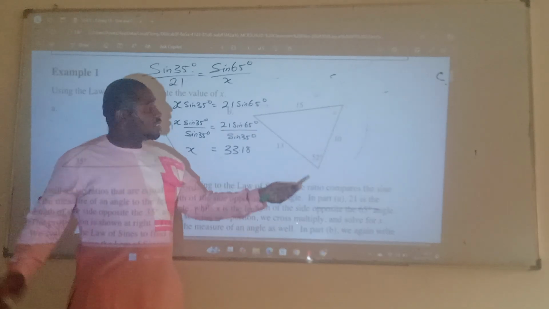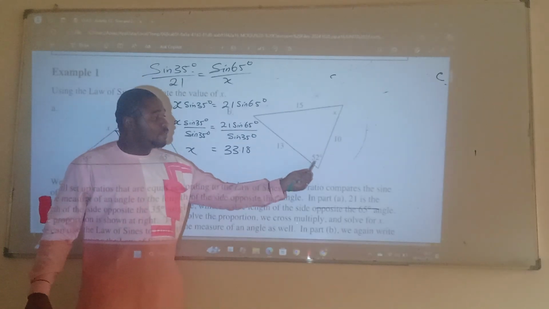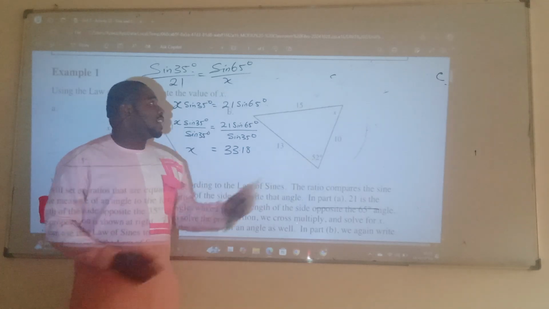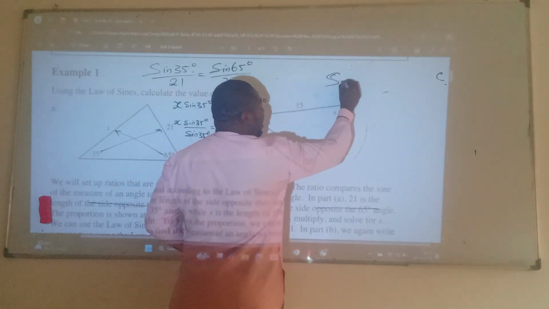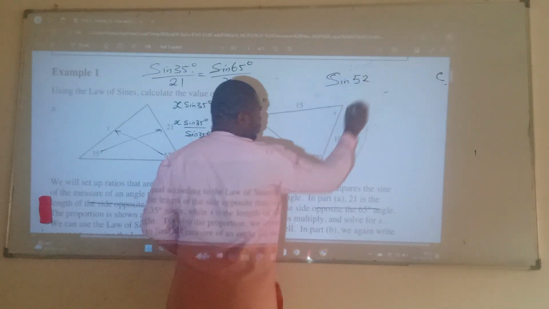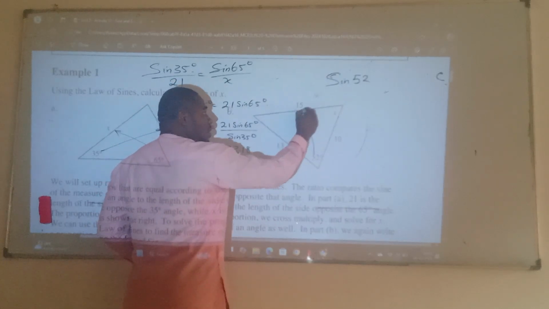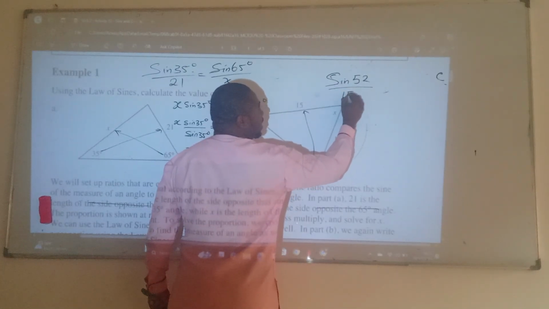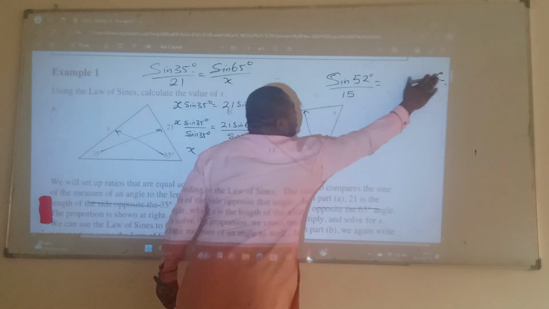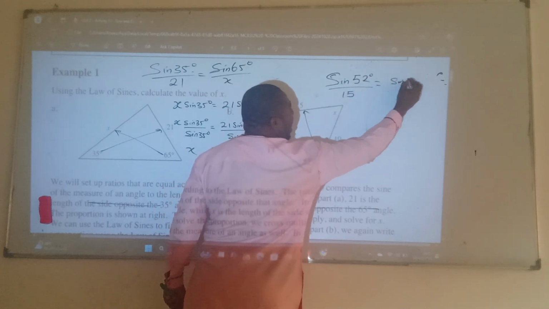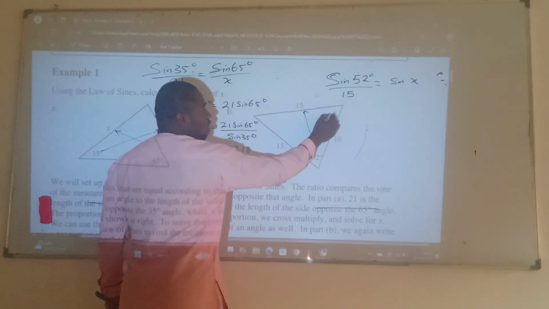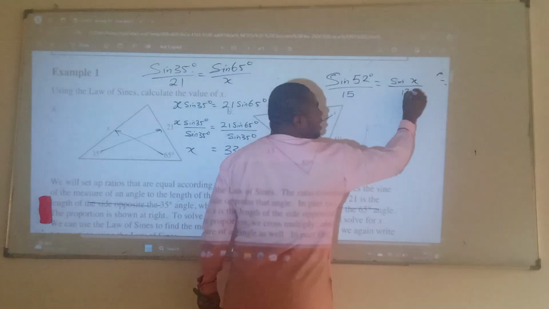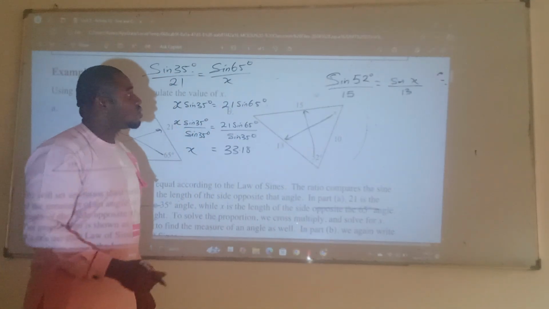Which means I can say sine 52 upon 15, which is the side facing it, should be equal to sine x, which we don't know, upon the side facing it, 13. Can you see how simple it is? So what can I do?